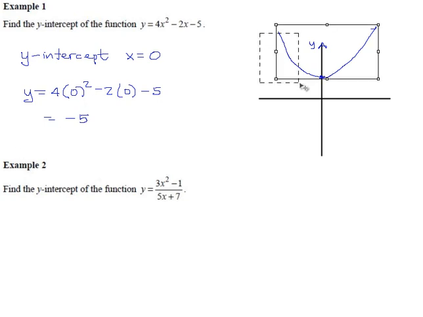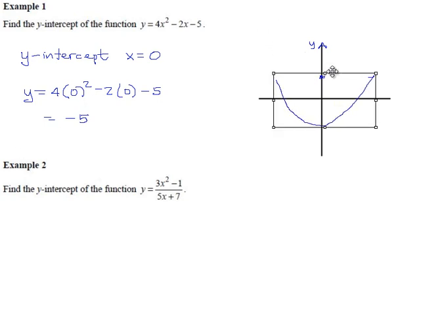That means my graph wasn't all that good. This should be down here, 5 units below the origin. That's more like it. And you can say the y-intercept is negative 5, or you can say the y-intercept is at (0, -5), if you want to be a little more verbose. Either one of those is good.